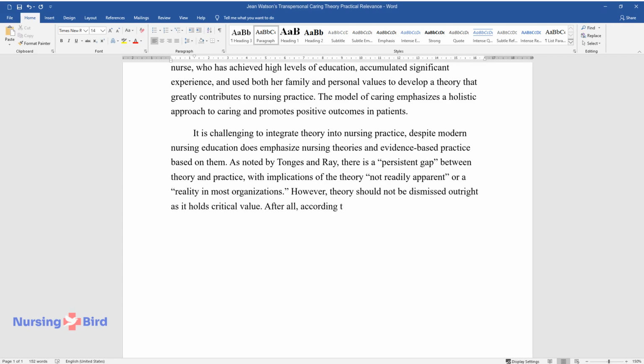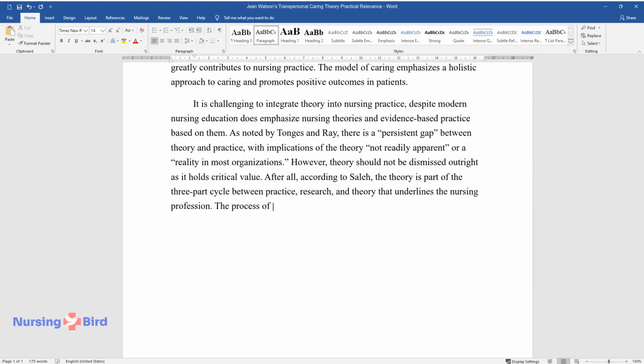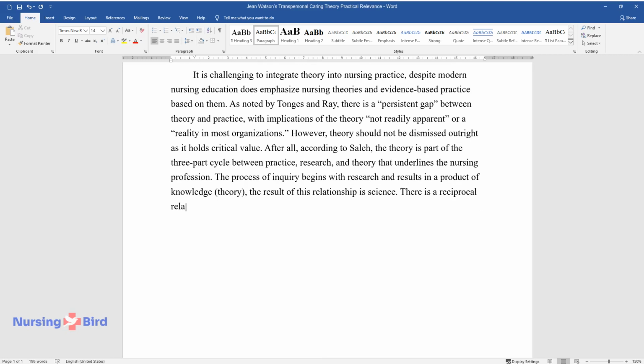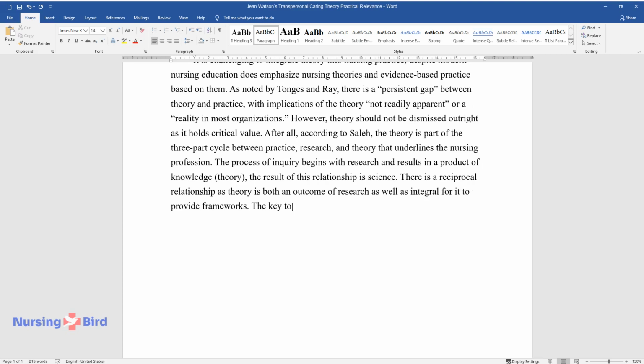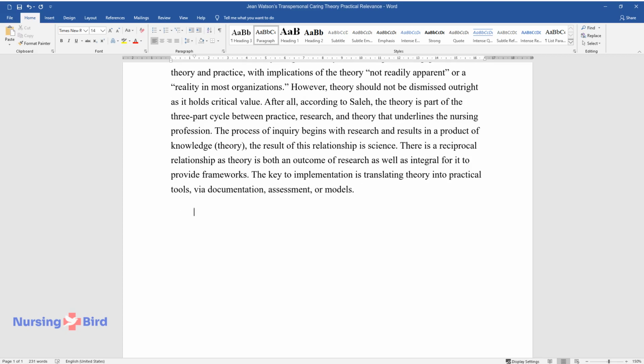After all, according to Saleh, theory is part of the three-part cycle between practice, research, and theory that underlies the nursing profession. The process of inquiry begins with research and results in a product of knowledge, theory. The result of this relationship is science. There is a reciprocal relationship, as theory is both an outcome of research as well as integral for it to provide frameworks. The key to implementation is translating theory into practical tools, via documentation, assessment, or models.